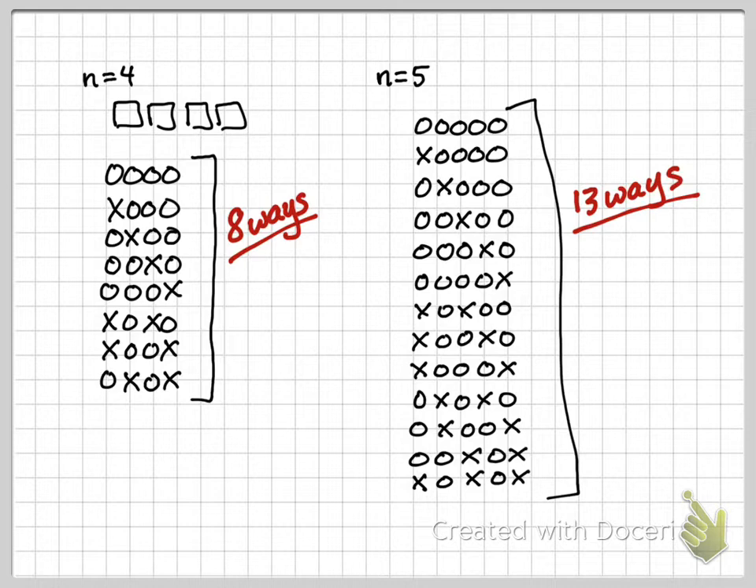So I want to look at this list for n equals 5, and I want to look at it again, but arrange it in a slightly different way. So I'm going to write down the same list, but in a little bit of a different order. I'm going to start with the ones with just one student.